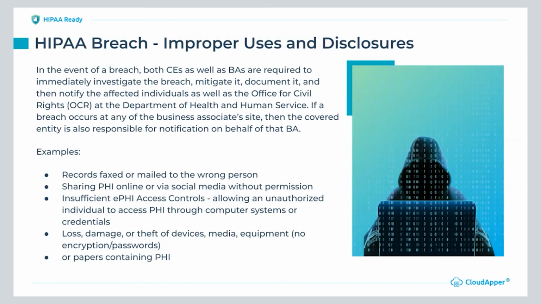Examples are given below. Records faxed or mailed to the wrong person. Sharing PHI online or via social media without permission. Insufficient ePHI access controls, allowing an unauthorized individual to access PHI through computer systems or credentials. Loss, damage, or theft of devices, media, and equipment, or paper containing PHI.